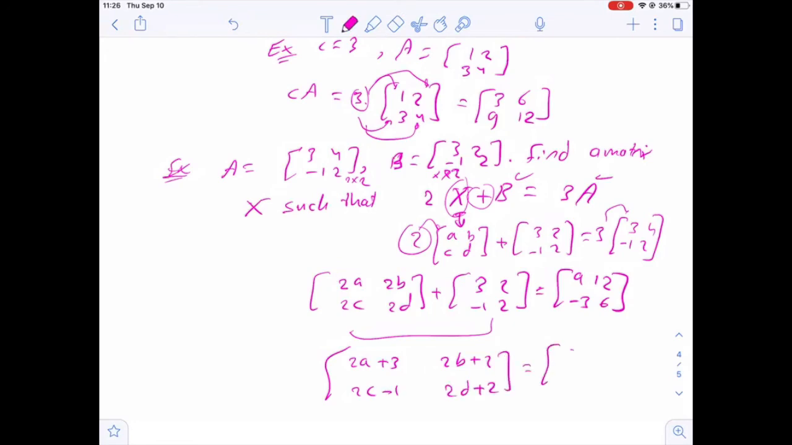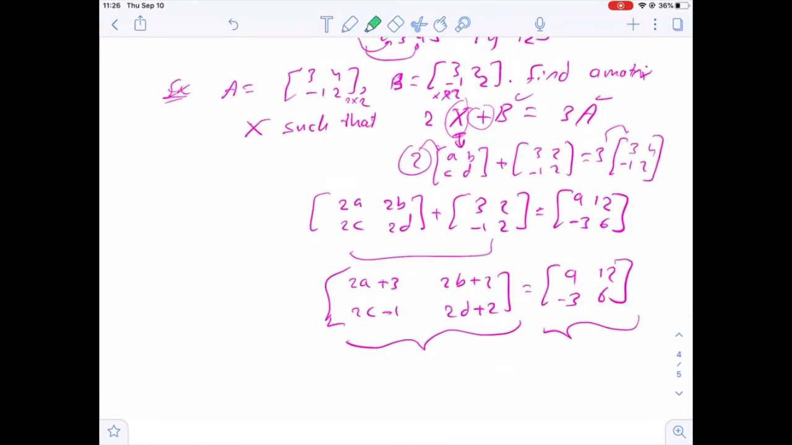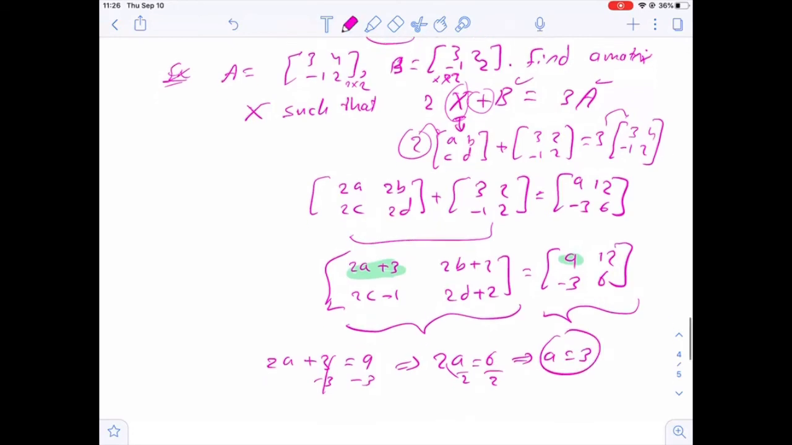And this is equal to 9, 12, negative 3, and 6. Now we have two matrices that are equal, so they are equal if the corresponding elements are equal. We have 2a plus 3 equals 9. Subtracting 3 gives 2a equals 6, and then dividing by 2, we get a equals 3. So we found the value of a.